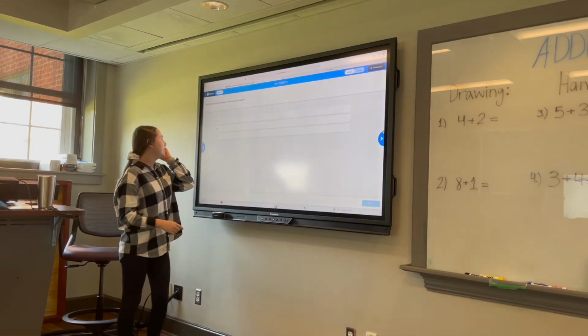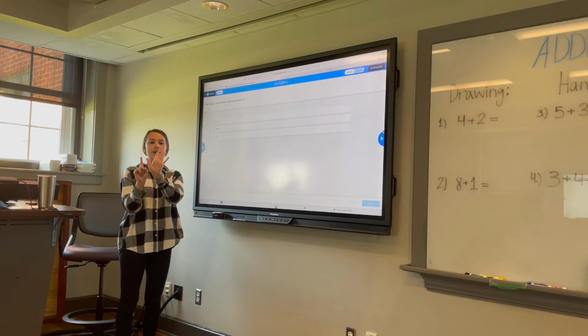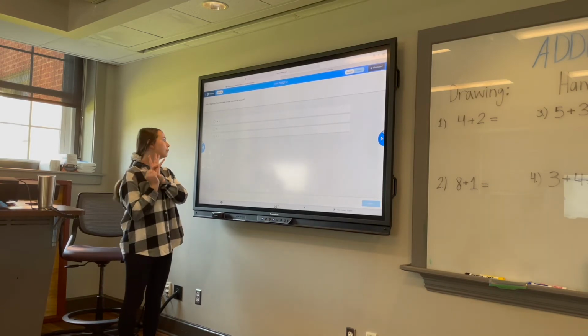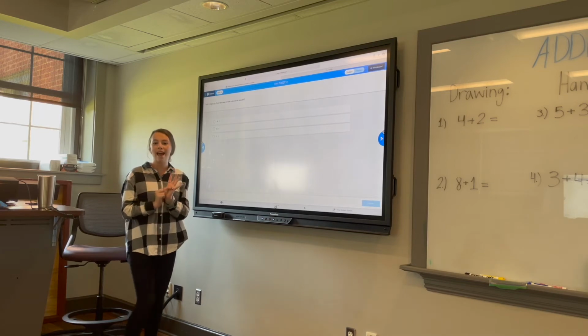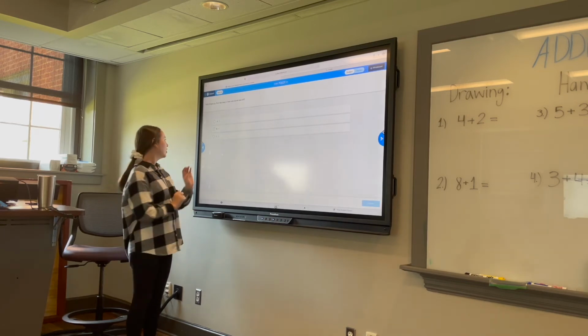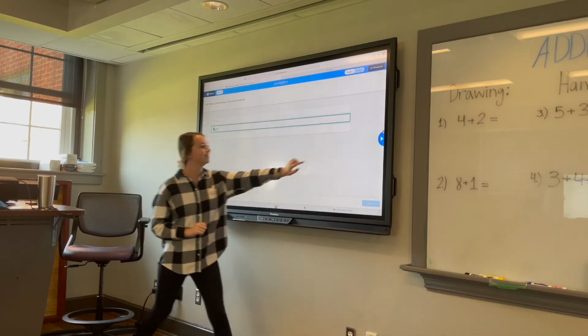Okay, so now we're going to do this together. So everybody put up 6 fingers and then take away 2. Someone raise their hand and tell me how many we have left. Tegan, how many do we have left? 4. Correct. Thank you.